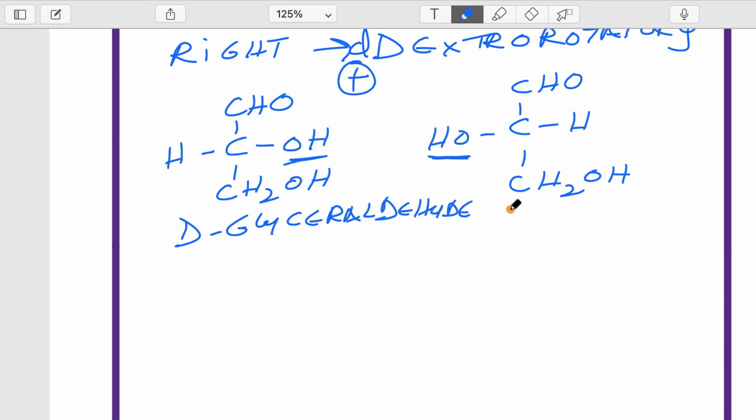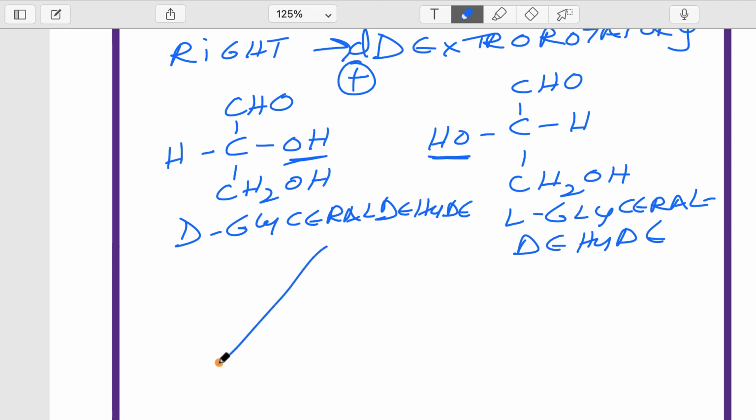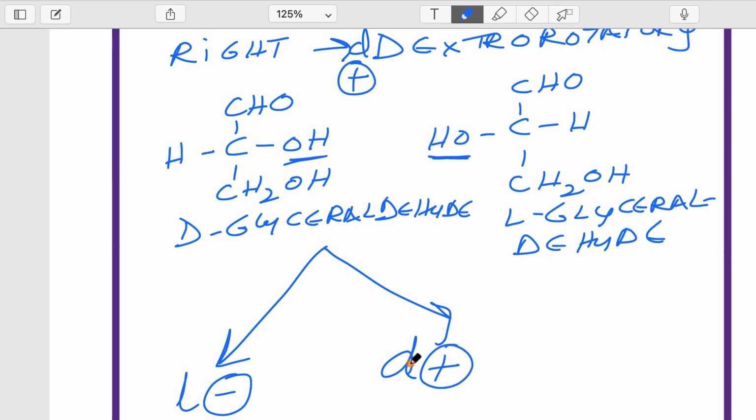Here it is on the left side, so we call it L-glyceraldehyde. This D-glyceraldehyde can be levorotatory or dextrorotatory. This is small l, small d. Likewise, L-glyceraldehyde can be levorotatory or dextrorotatory. There is a capital D, there is a small d. You have to understand this while studying the monosaccharides.